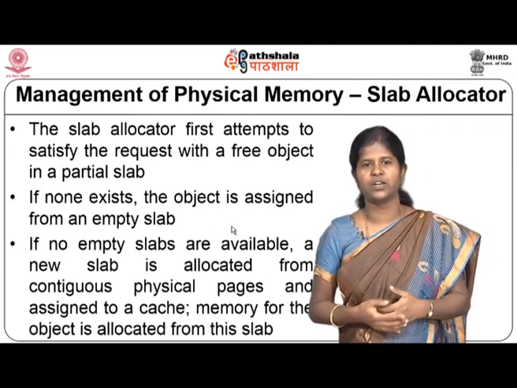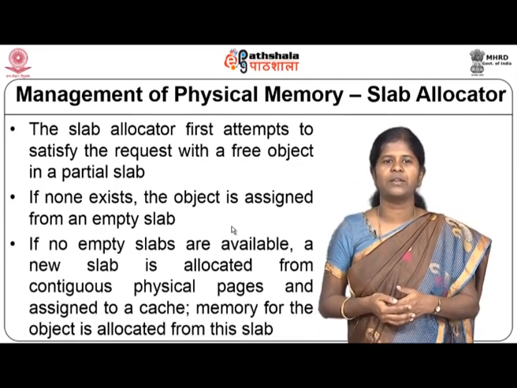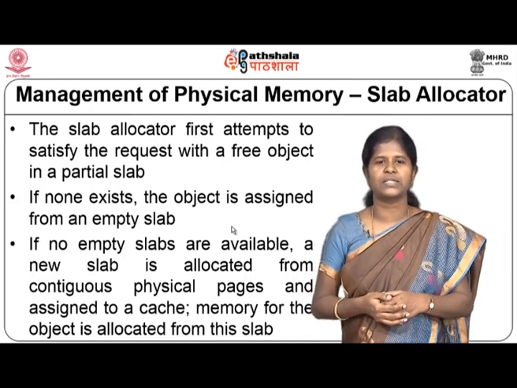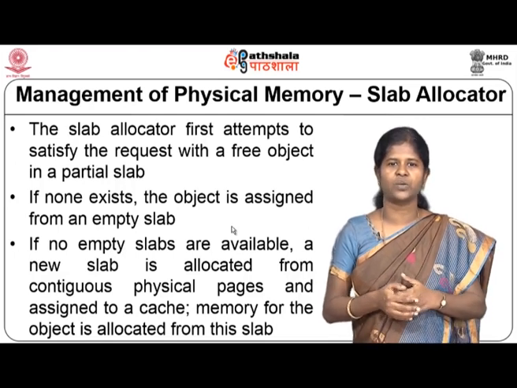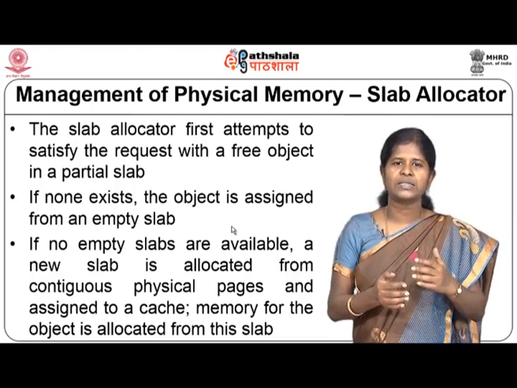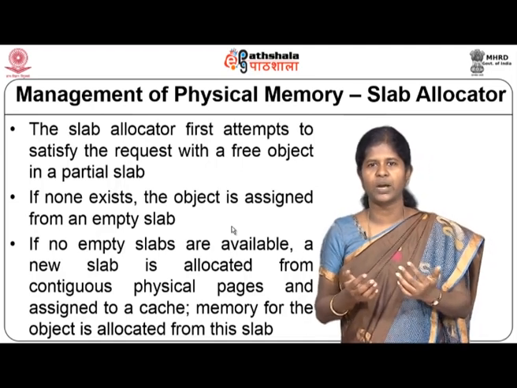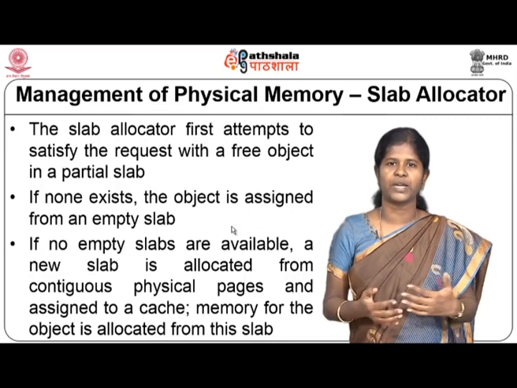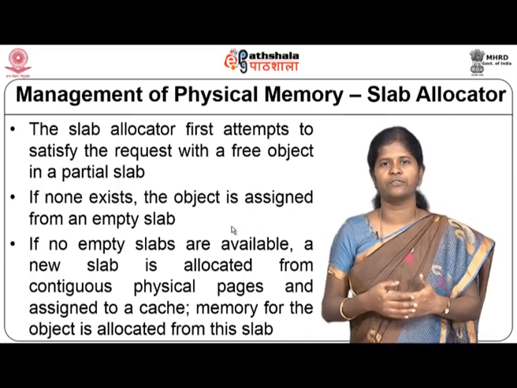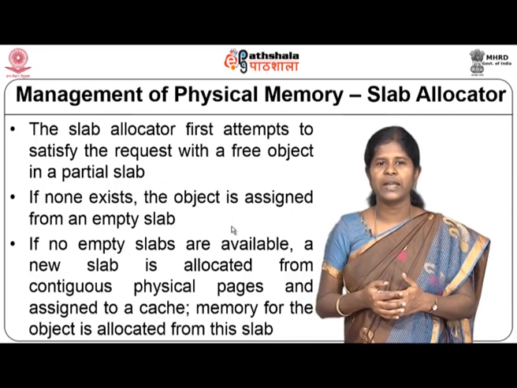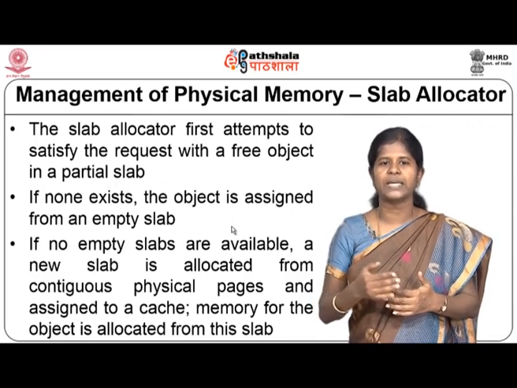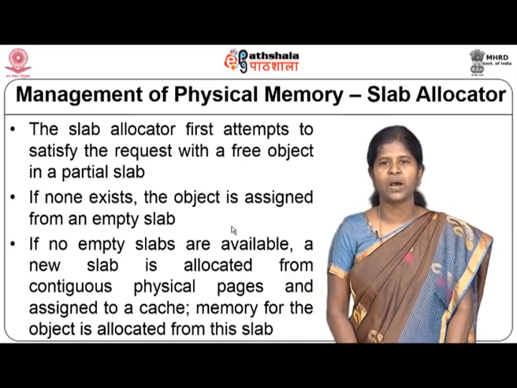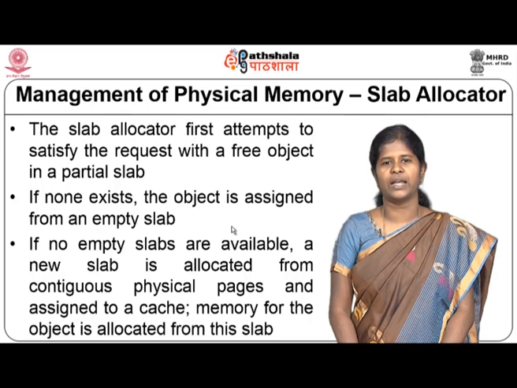If there are no partial slabs and no empty slabs available, then a new slab is allocated from the contiguous physical pages, and it is assigned to the cache. So, now a new slab is assigned to the cache. The cache already has some slabs which are currently occupied by objects, and hence there is no space for the new object, so a new slab is allocated to that particular cache, and memory for that object is now allocated from this newly allocated slab.